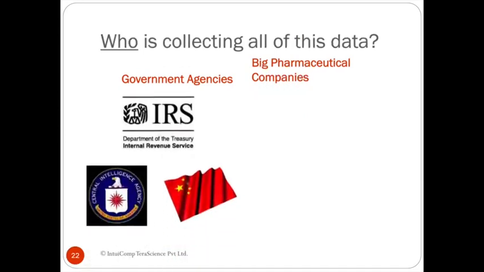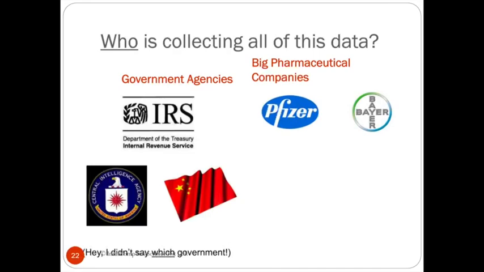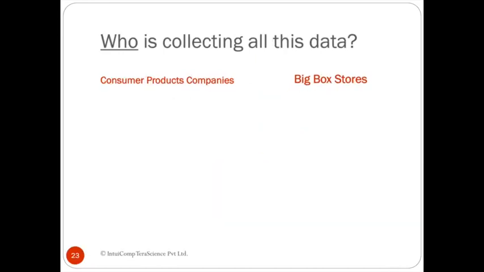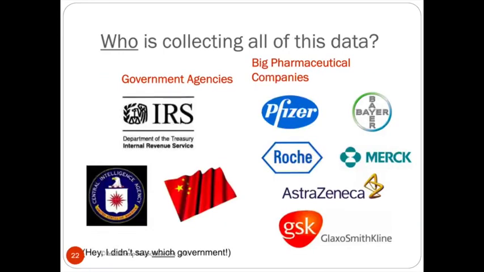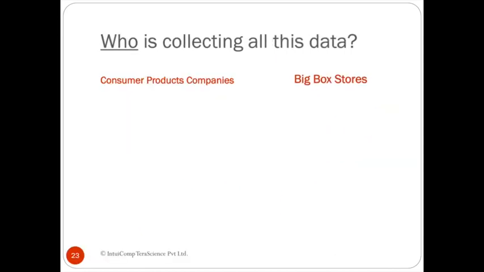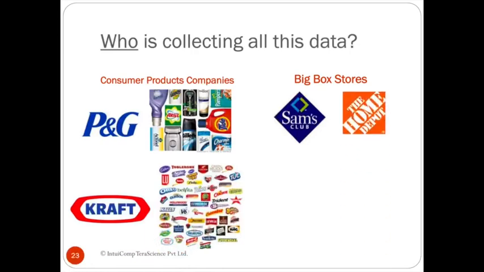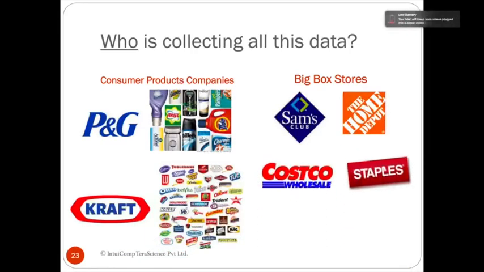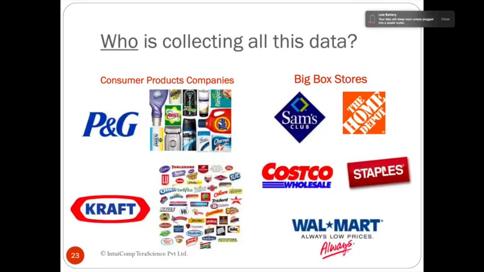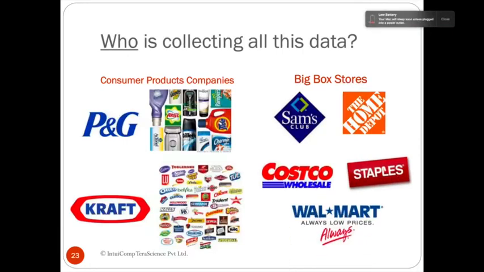Then government agencies like the Department of Treasury, Internal Revenue Service, Central Intelligence Agency, and big pharmaceutical companies like Pfizer, Bayer, Roche, Merck, AstraZeneca, GSK. They are the big hubs in pharmaceuticals collecting the data. Then consumer product companies, Procter and Gamble, Kraft, and big box stores like Costco, Staples, Sam's Club, Walmart.